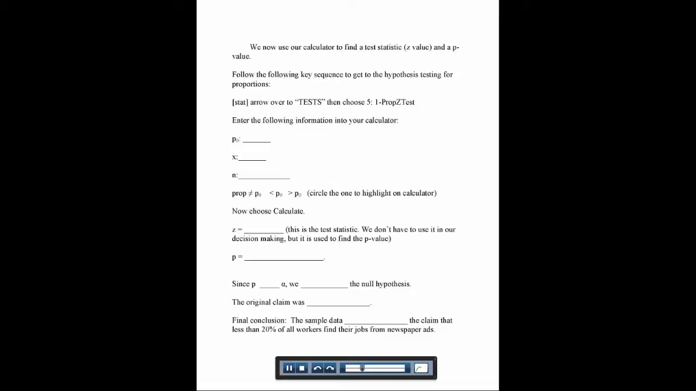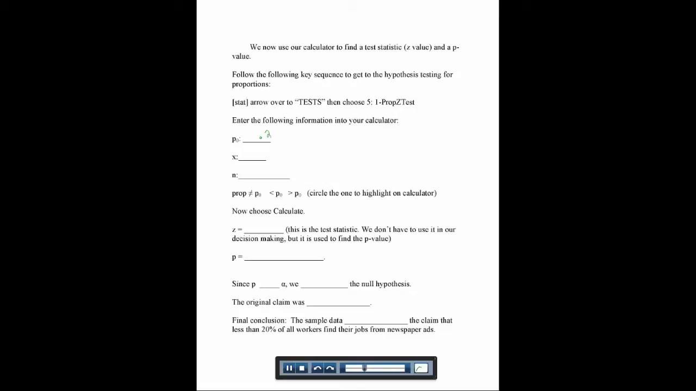The following key sequence tells us how we get these values. You're going to hit the stat button on your calculator, and then use the right arrow to arrow over to where it says TESTS at the top, and choose number 5, 1-PropZTest. You're going to enter the following information into your calculator. p0 is what you used in your null and alternate hypothesis, so that's going to be 0.2.